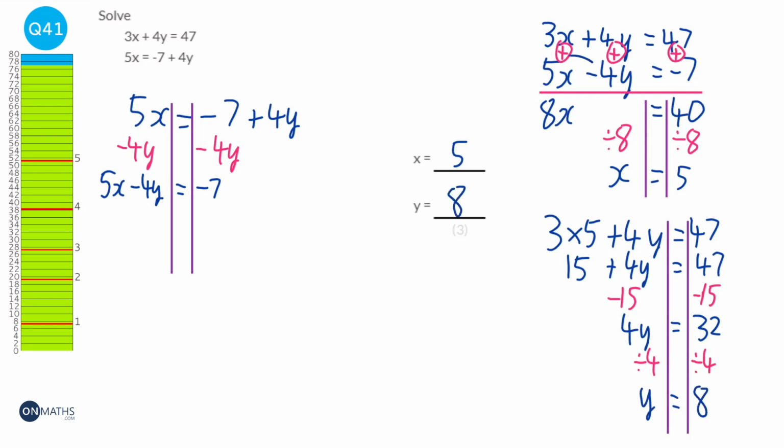Now we can check that using this equation here. So 5 times 5 is 25. Take away 4 times 8, which is 32, is minus 7. So we know we've got it right.